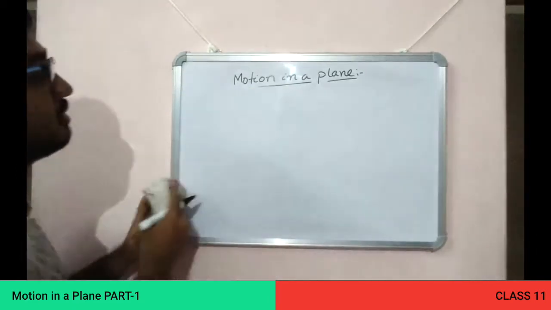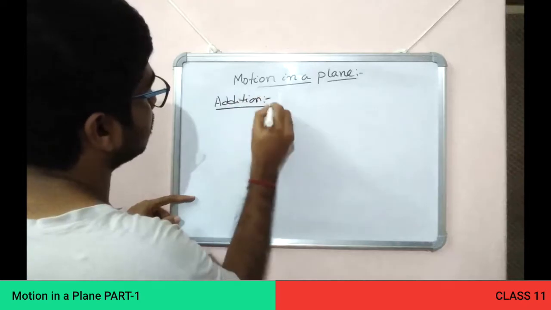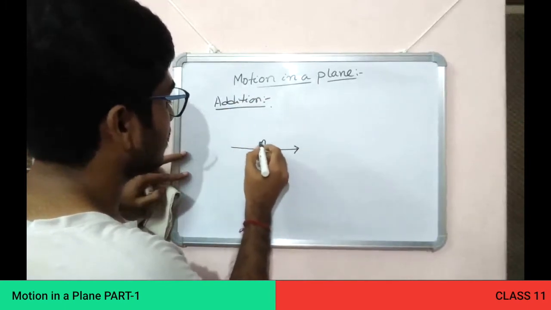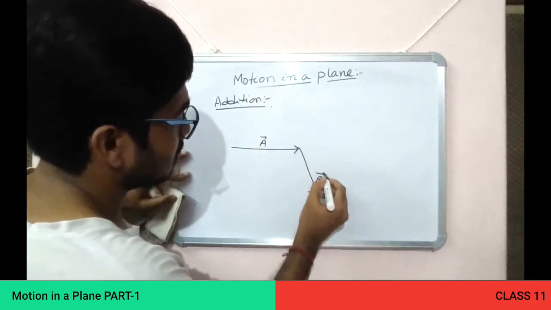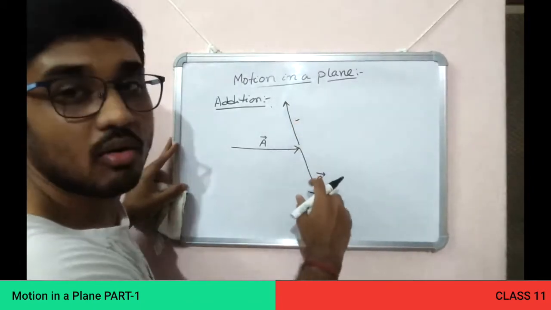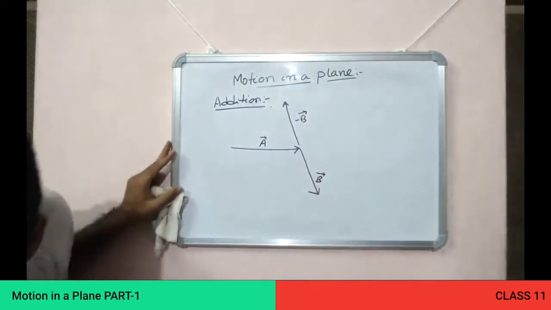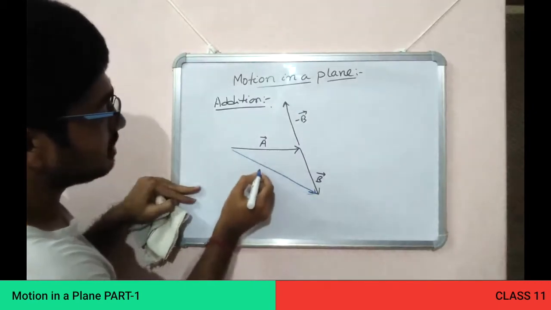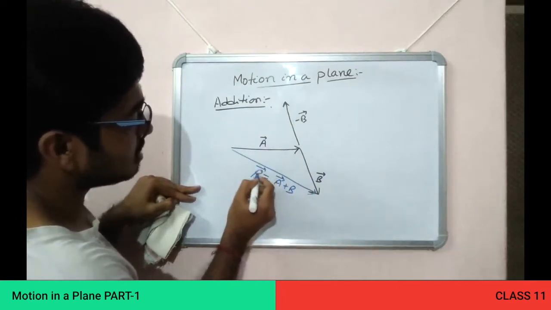Now addition. Suppose this is a vector A and this is a vector B, and suppose this is another vector, opposite direction of B, that is written as minus B. So if we add A to B, this is vector C and written as A plus B. This is R, the resultant vector.